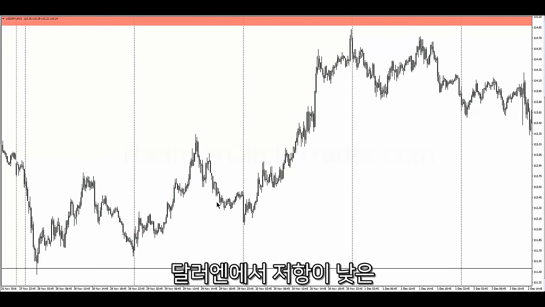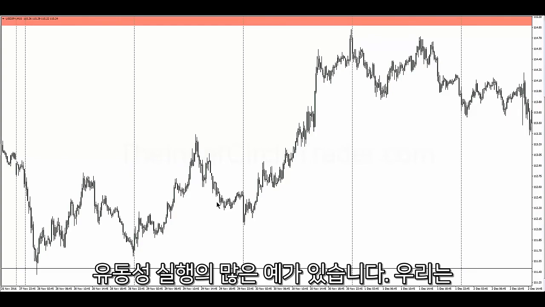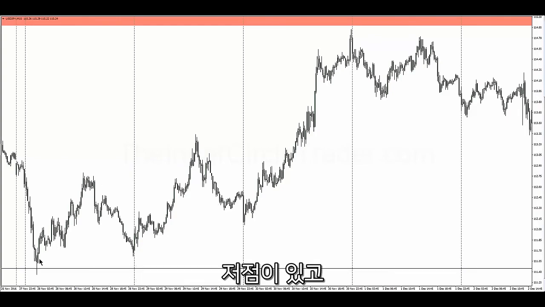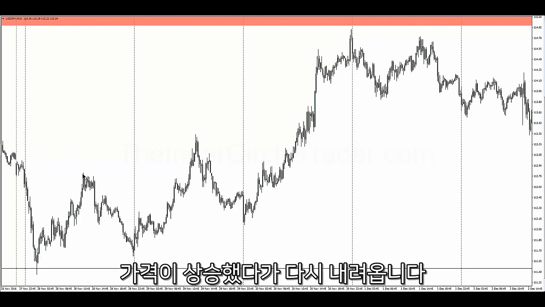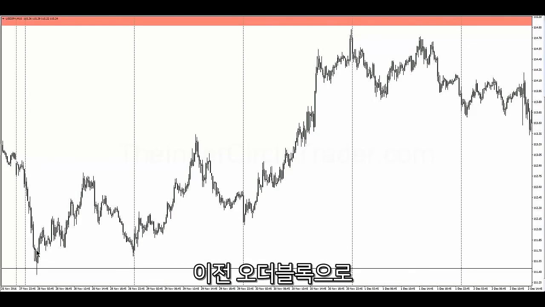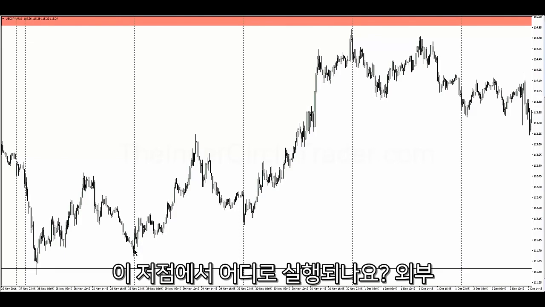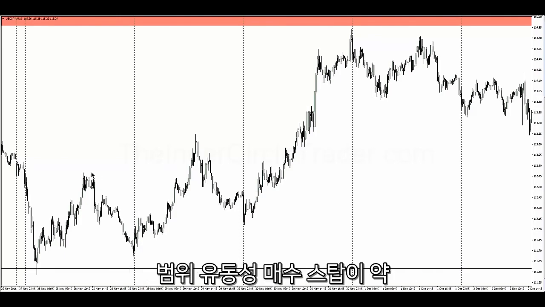Many examples of low resistance liquidity runs on the dollar yen. We have a low, price rallies up, comes back down, previous order block, run from this low to where? External range liquidity, buy stops, runs above here.